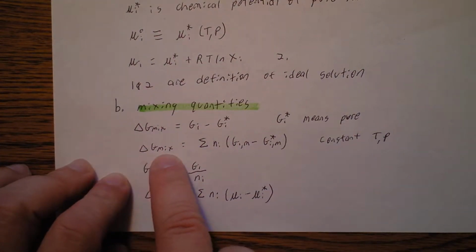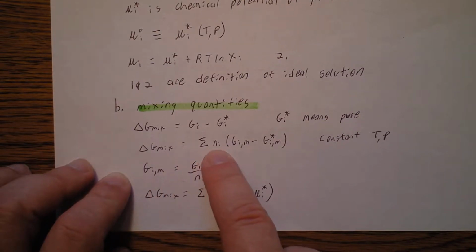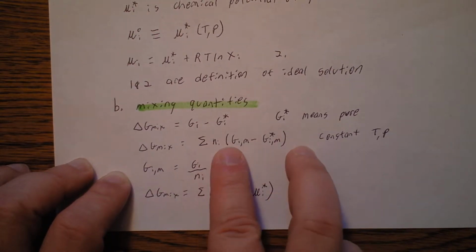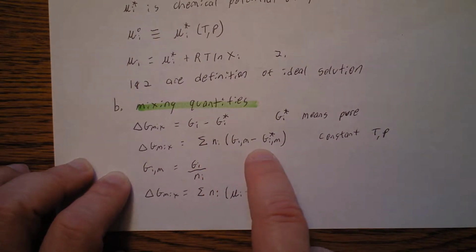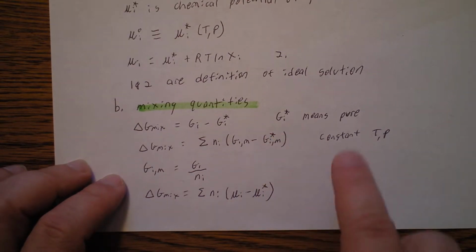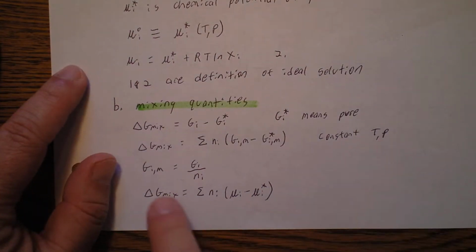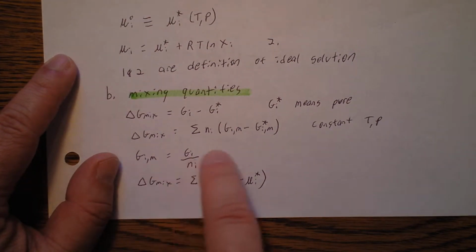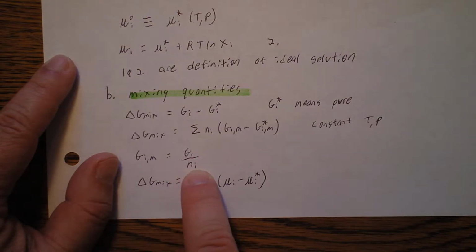Now, this is supposed to be a G. So the change in Gibbs energy from mixing then is going to be the sum over all the substances I of the amount of substance I times the molar Gibbs energy of substance I minus the molar Gibbs energy of substance I in the pure state. And this, of course, is assuming constant temperature and pressure. Now the molar Gibbs energy of substance I, we all know, is just the Gibbs free energy of substance I divided by the number of moles of substance I.